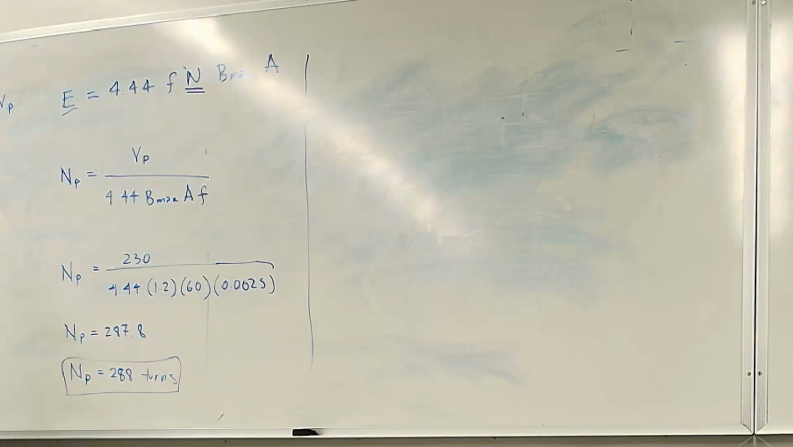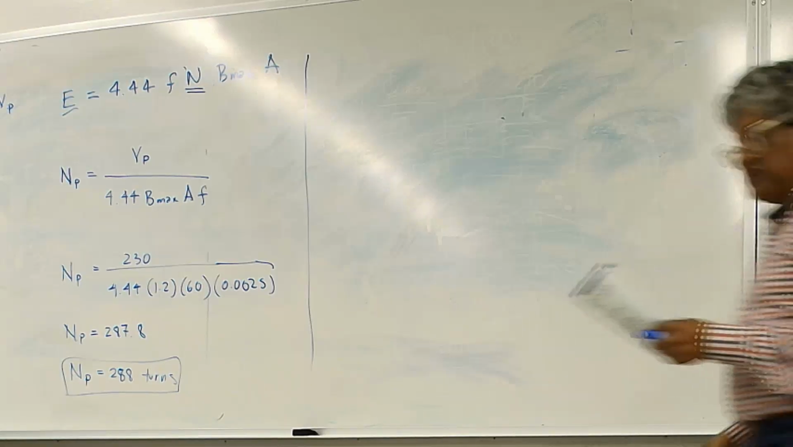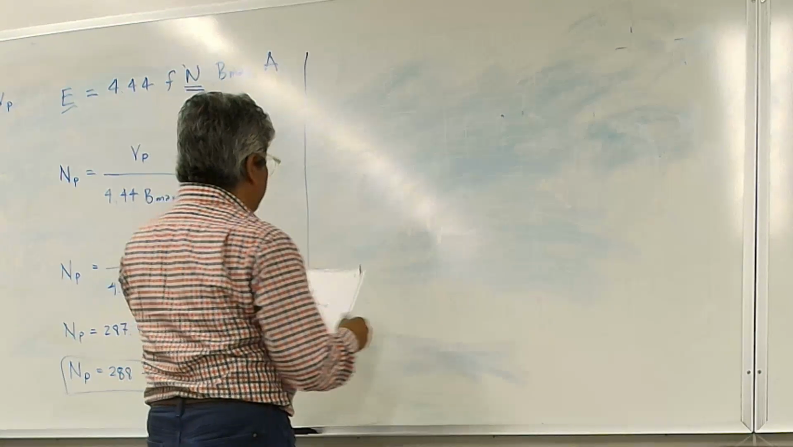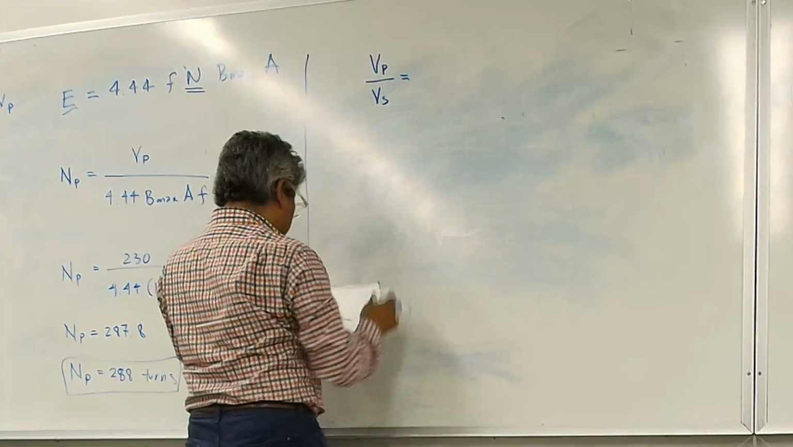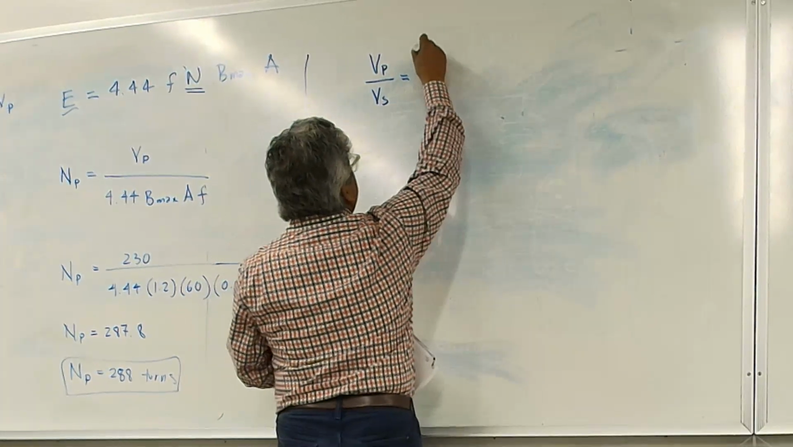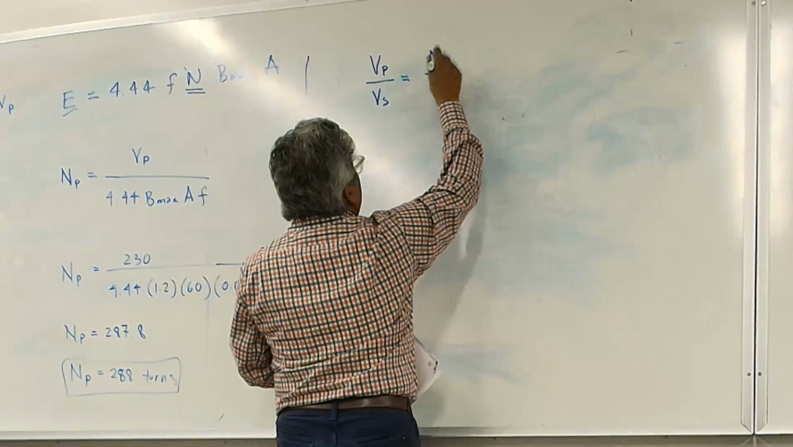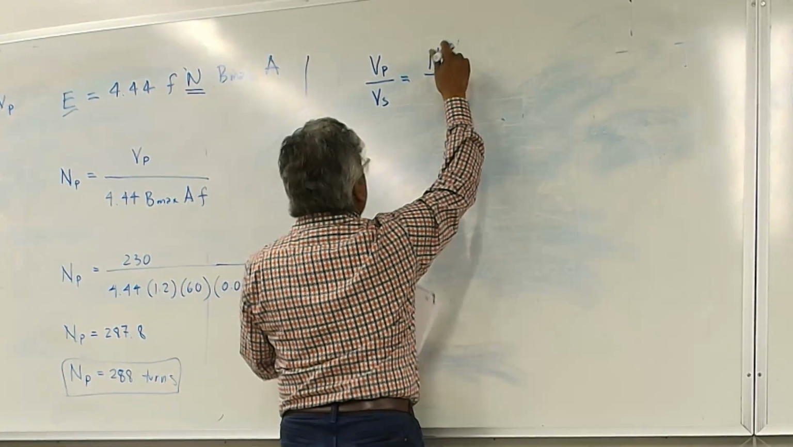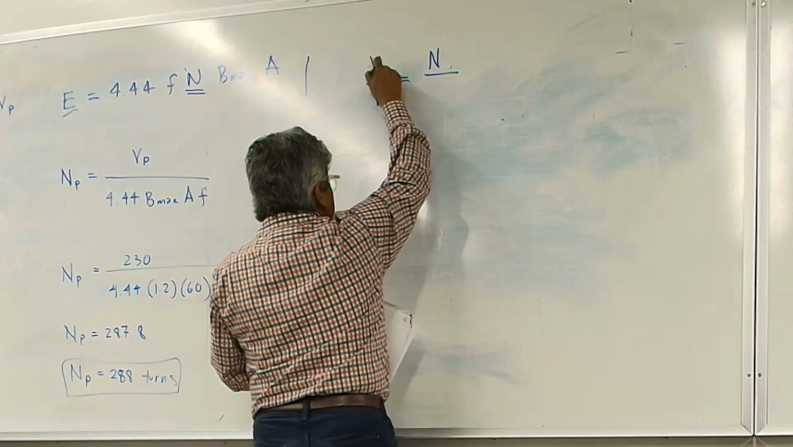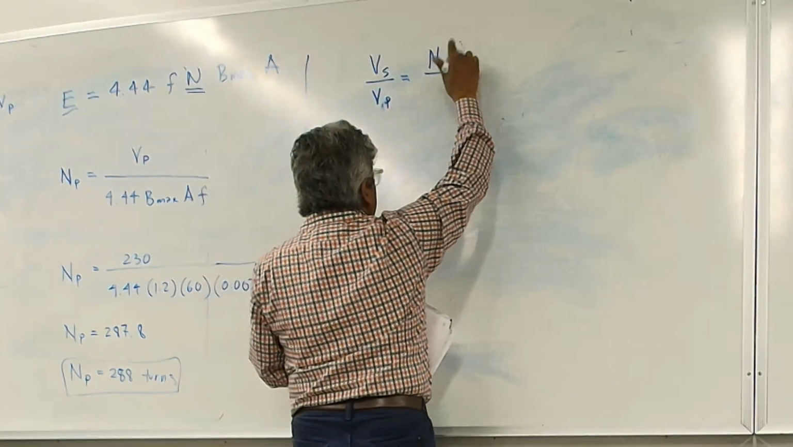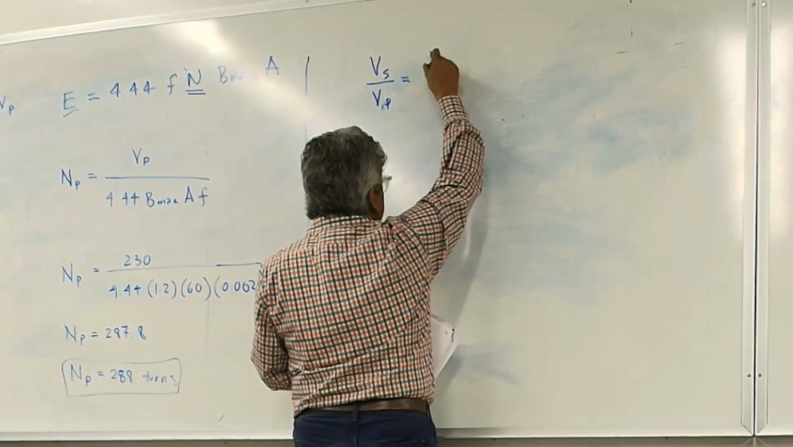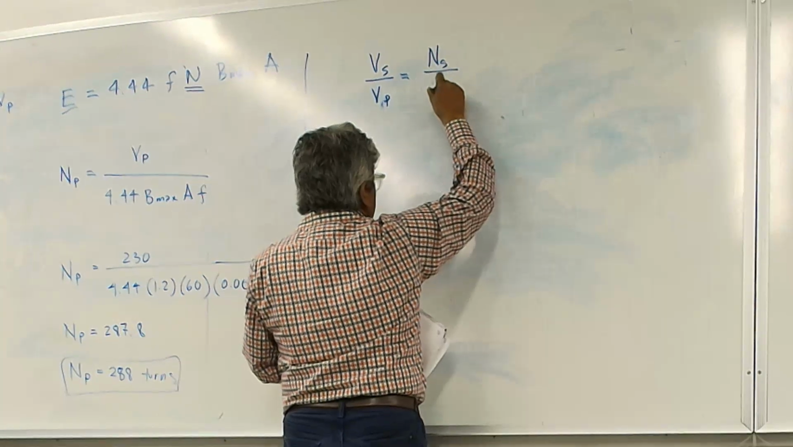All right, so what do we do? We got the number of turns. What about the secondary? I'm going to jump ahead because I'm going to come back to these equations, but I'll give you a preview. V primary divided by V secondary is equal to number of turns on the primary divided by number of turns on the secondary. The other way around, it's the same thing: V secondary divided by V primary is equal to N secondary, or turns on the secondary, divided by the number of turns on the primary.